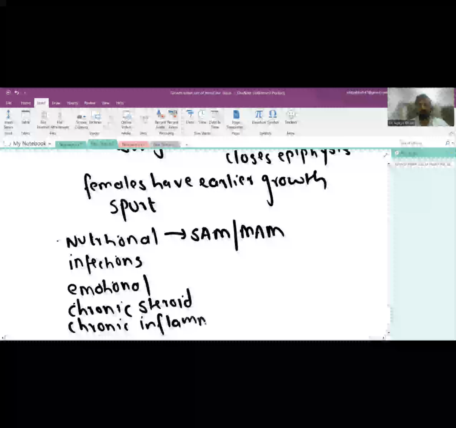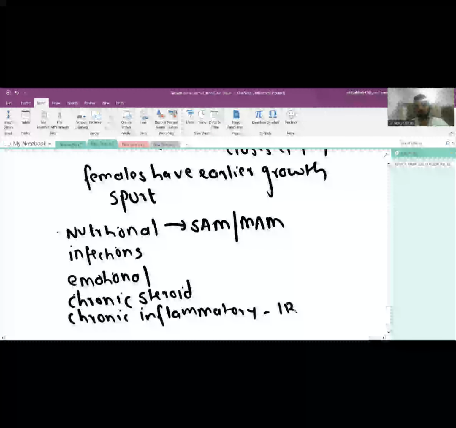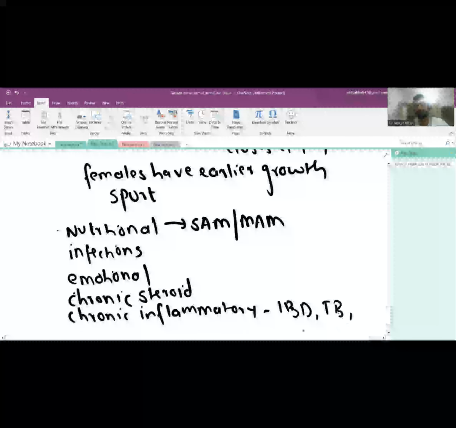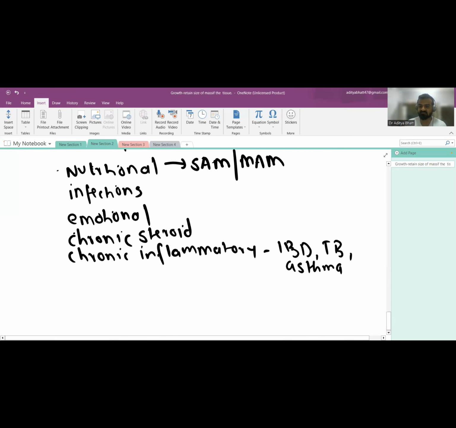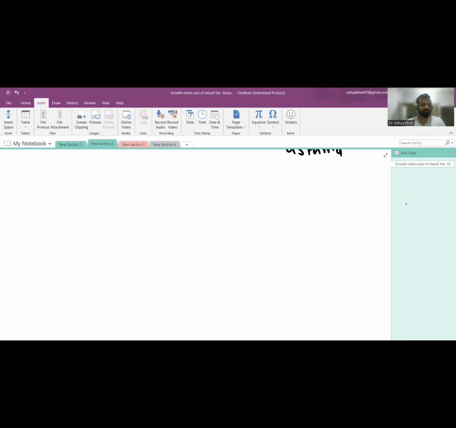With chronic inflammatory conditions, like a patient with IBD, TB or asthma, all the nutrients that are required for growth will be directed to fighting the inflammatory condition, or will be consumed by the inflammation or the infection. So it will cause restriction of growth. And again, steroids decrease the final height, and suppress growth hormone and the HPA axis. So all that you know.